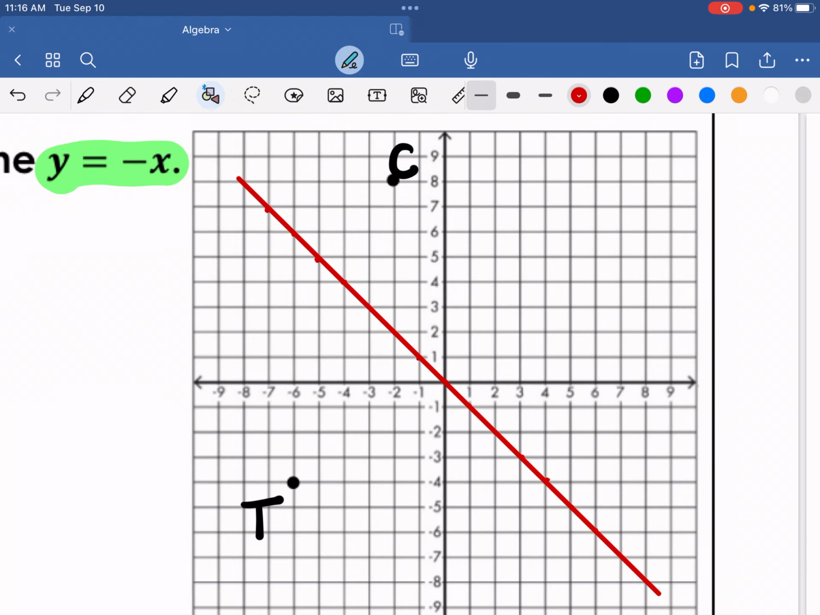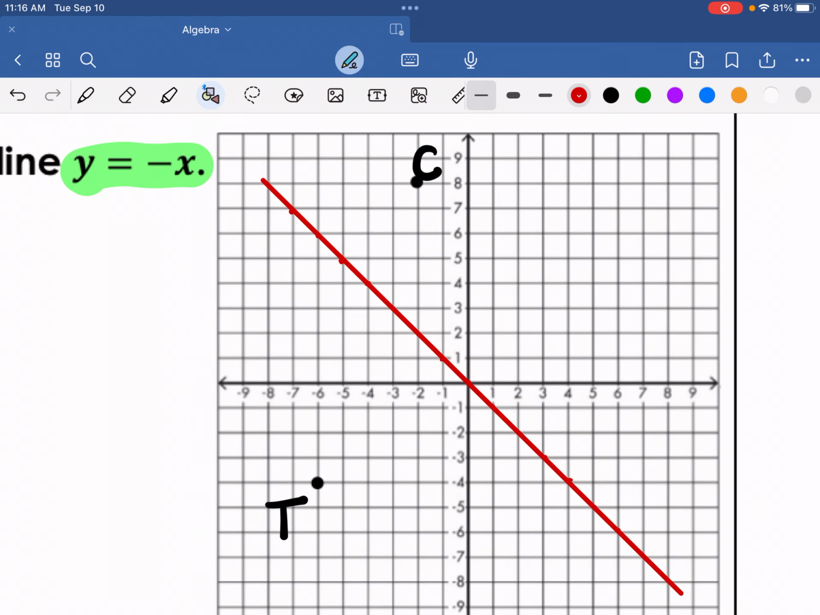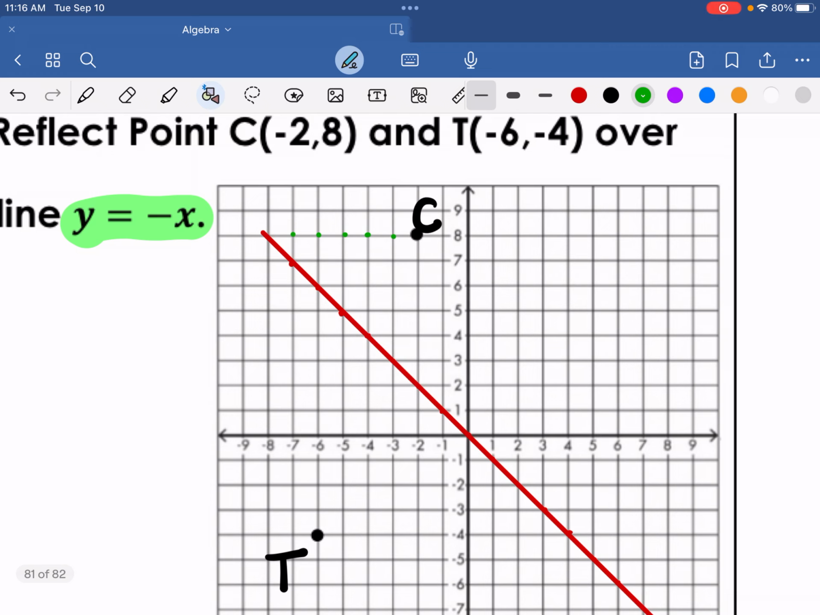So I would count to the left, 1, 2, 3, 4, 5, 6. And now I got to count down. Okay, you wouldn't count up. That doesn't make sense because if you count up, you're going to stay on the same side of the line. We don't want to do that. The C is supposed to go from being on the top to now being on the bottom. So you're counting left to the line and now down. 1, 2, 3, 4, 5, 6. And that's C prime.